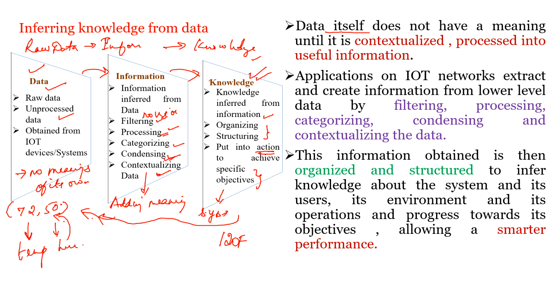Applications on IoT networks extract and create information from lower level data by filtering, processing, categorizing, condensing, and contextualizing the data. This information is then organized and structured to infer knowledge about the system and its users, its environment, and its operations, and progress towards its objective, allowing smarter performance. These are the points which you can write for inferring knowledge from the data.